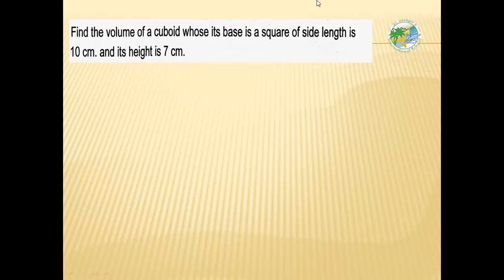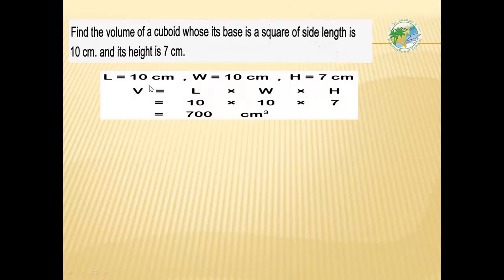Fine. Now the volume of the cuboid whose base is a square with side length 10. The base is a square, then the length equals 10 and the width equals 10 because they are like dimensions, and the height is 7. Then volume equals length times width times height, 10 times 10 times 7 equals 700 centimeters cubed.